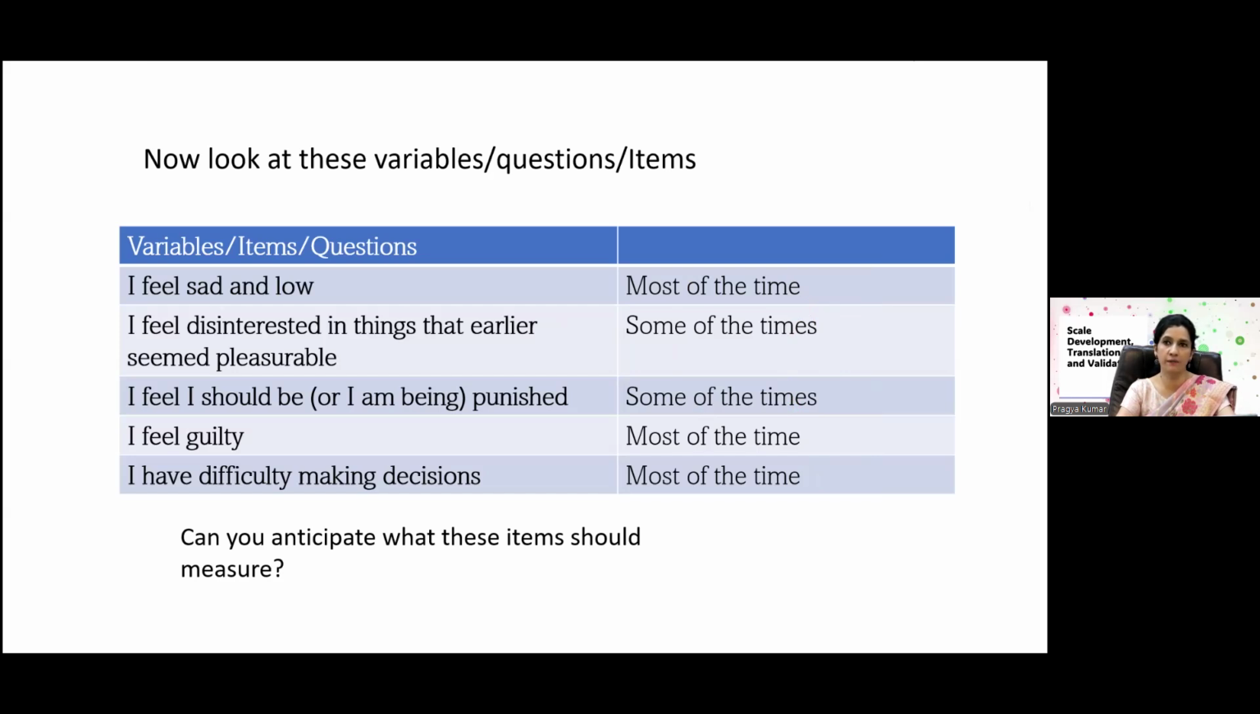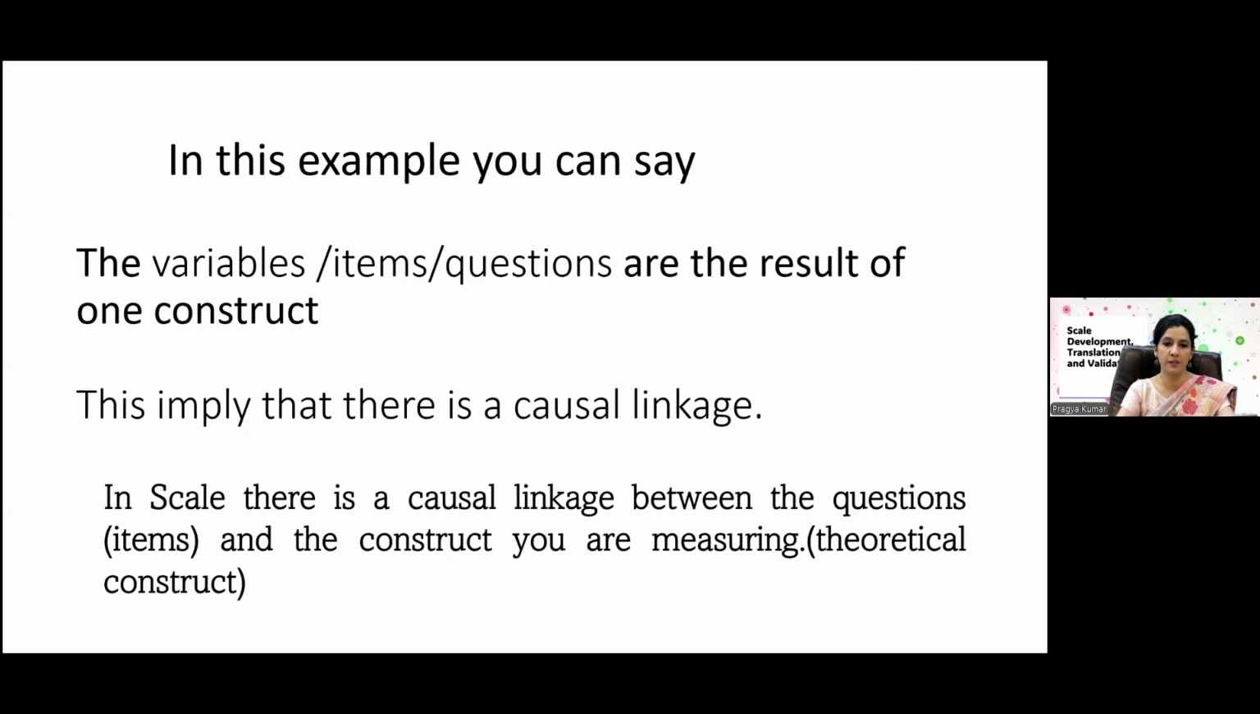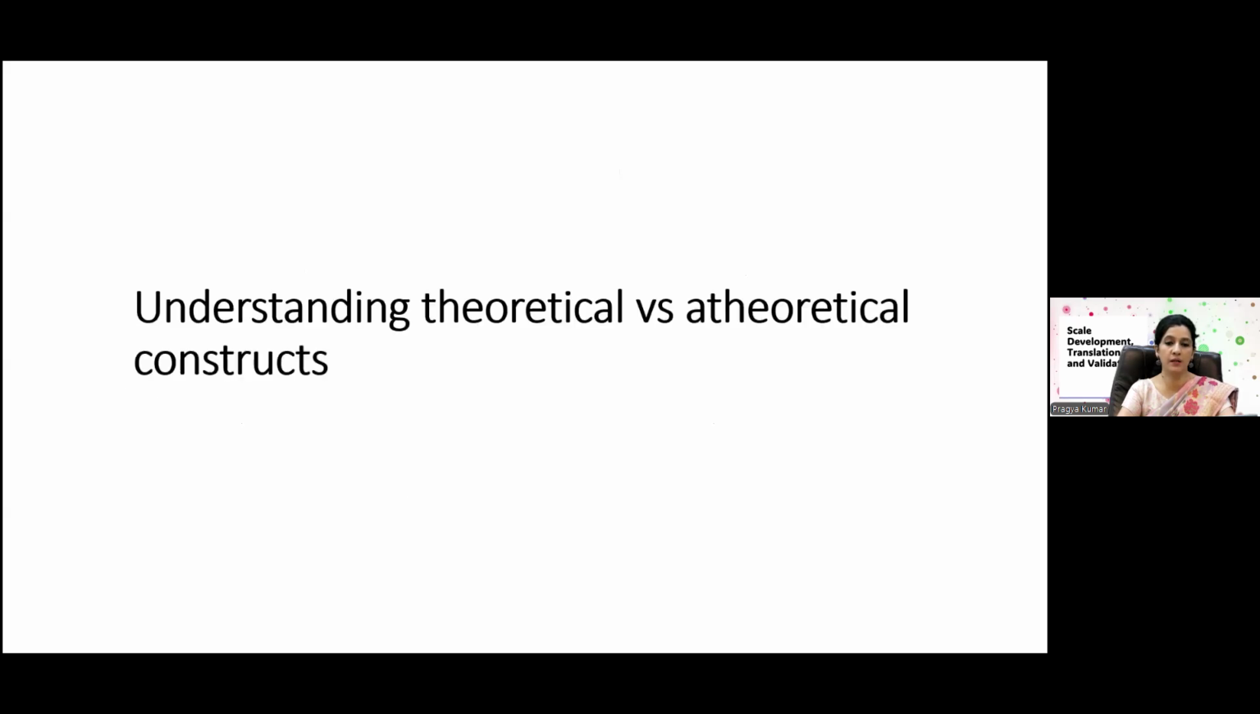Again, you have written correctly that it is depression. So in this example, you can see that these are the result of one construct. Result of one construct means there is a causal linkage between the question and the construct you are measuring. And this is a type of theoretical construct. Now I have introduced one term here, which is theoretical. So what is a theoretical construct?